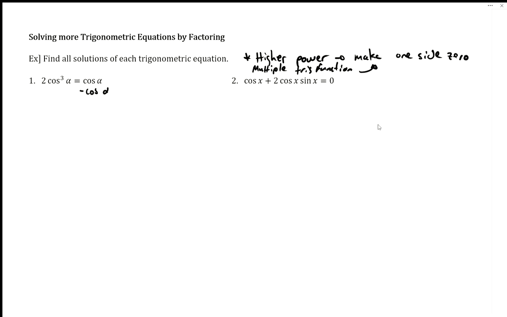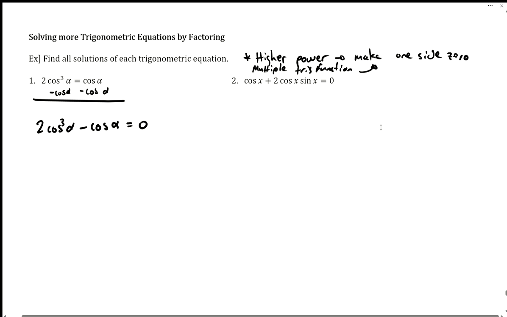So number 2 is ready to go. It is set to 0. But number 1 is not. We want it to be set equal to 0, so we will subtract cosine of alpha on both sides. When we subtract, notice the left side is a cube, so it stays as is, and then the minus cosine of alpha is to the side. Now I have one side equal to 0.